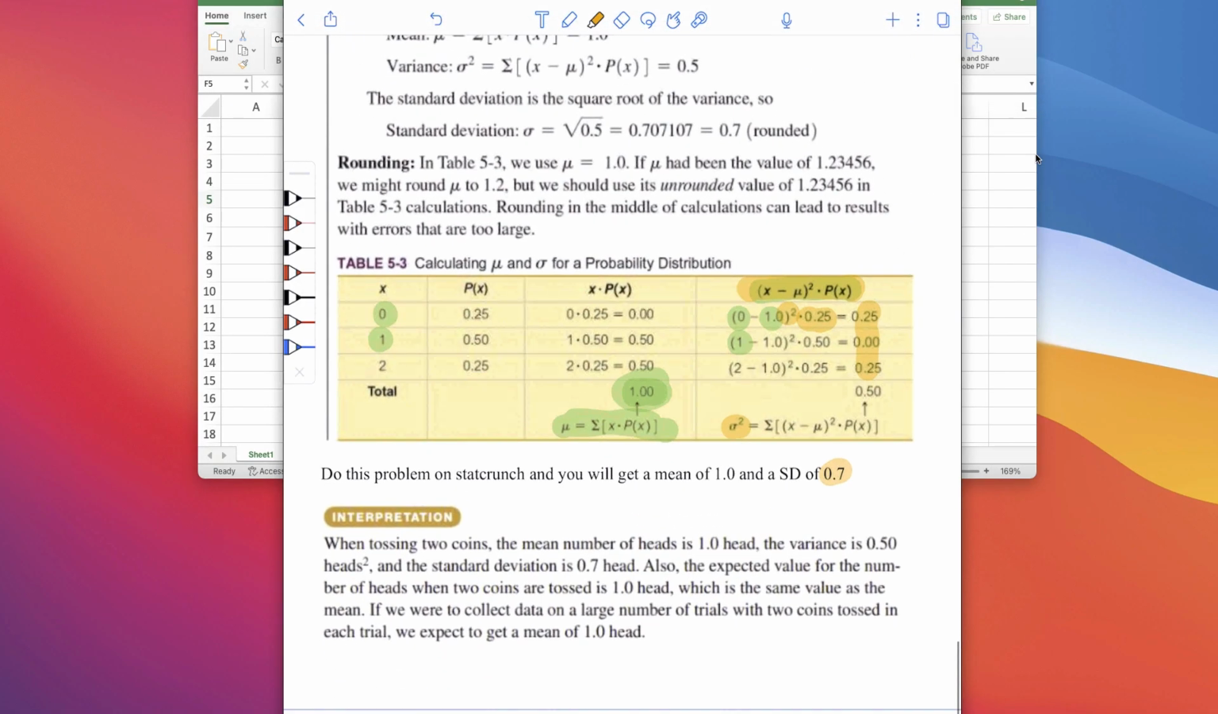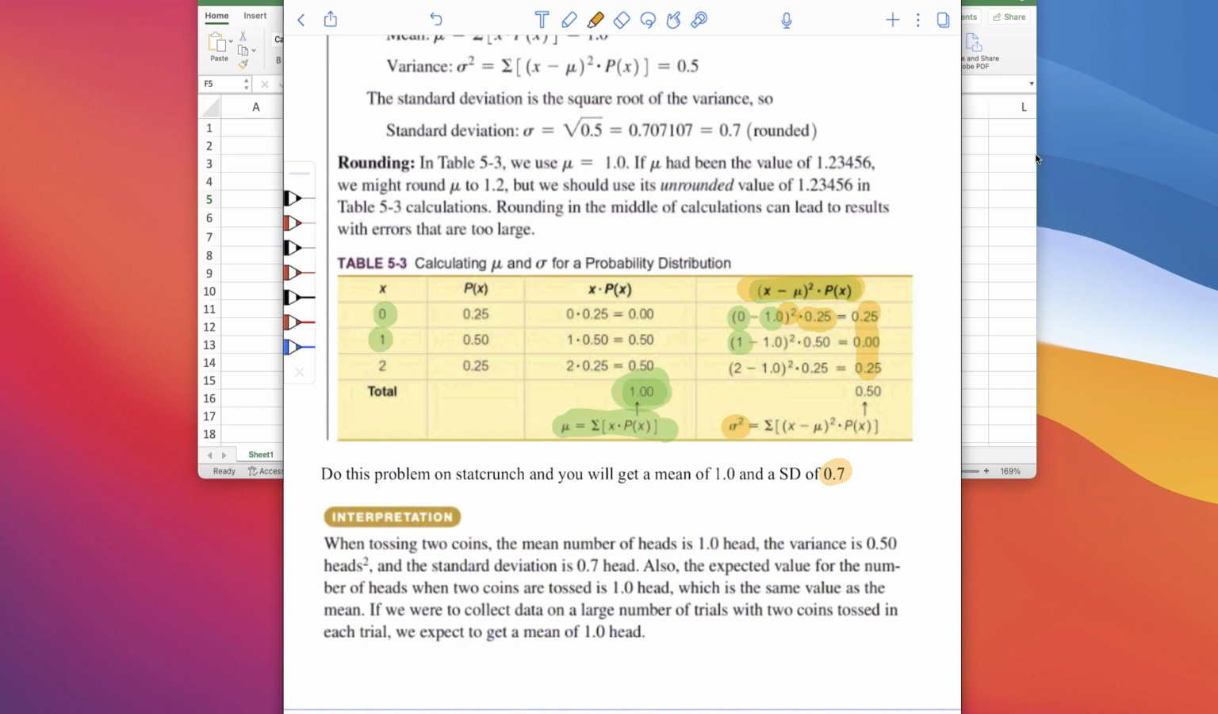So the interpretation there is when tossing 2 coins, the mean number of heads is 1, the variance is 0.5, and the standard deviation is 0.7. Also, the expected value of the number of heads when 2 coins are tossed is 1. Expected value and mean are the same.